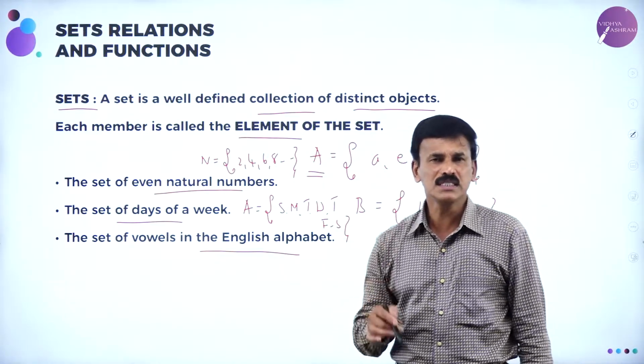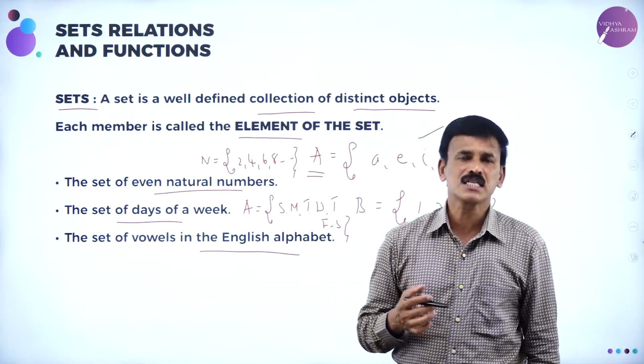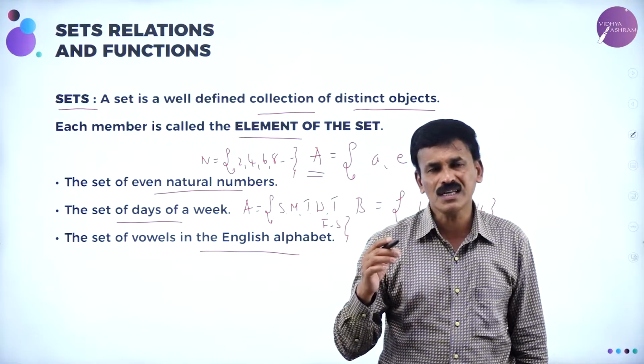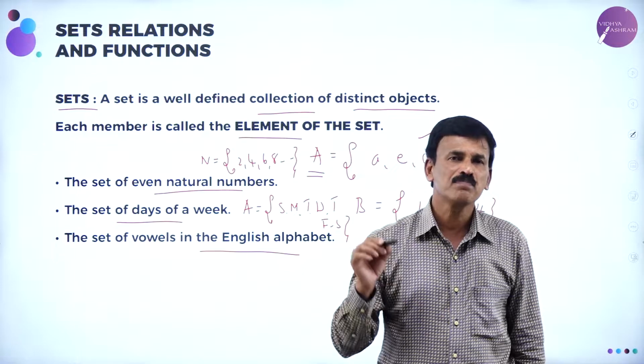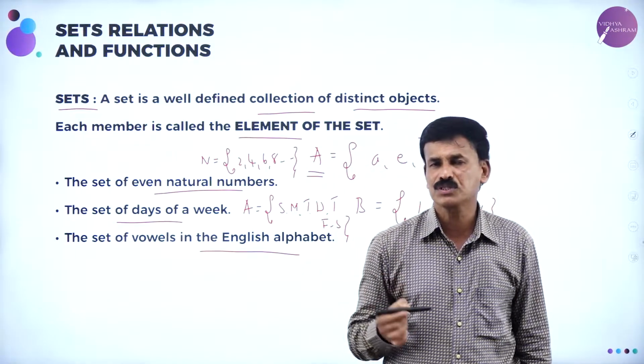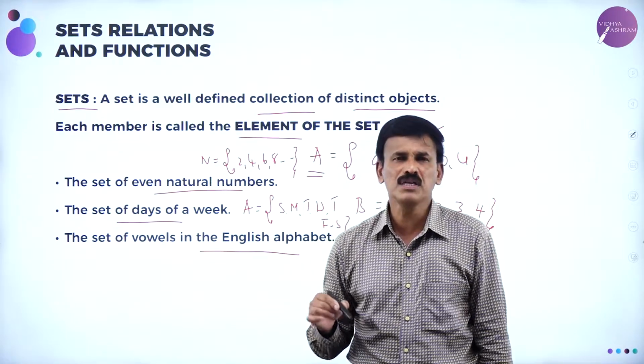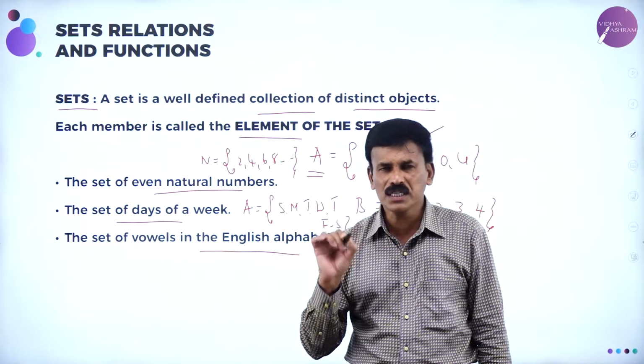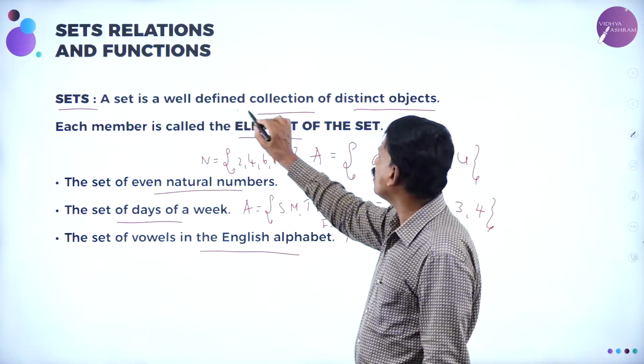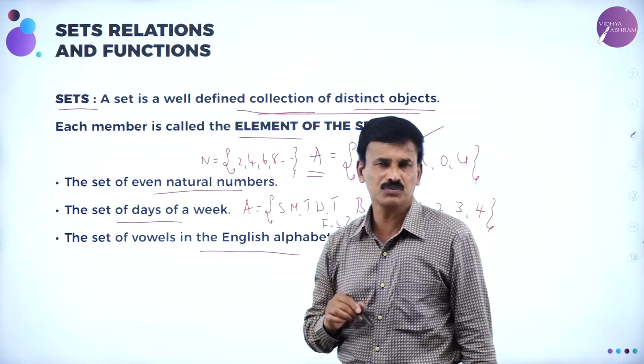So, that means in total, a set is nothing but a collection of well-defined objects. Whatever the objects may be, things, numbers, elements, whatever, it should be a definite object, a collection of definite, distinct objects.